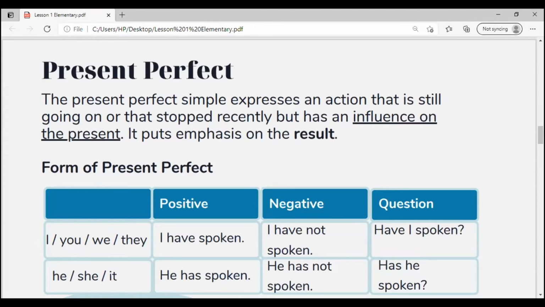Form of present perfect. I, you, we, they. The positive form is I have spoken. The negative form would be I have not spoken. And the question form would be have I spoken? He, she, or it. He has spoken. He has not spoken. Has he spoken?